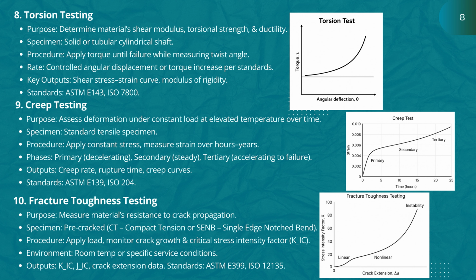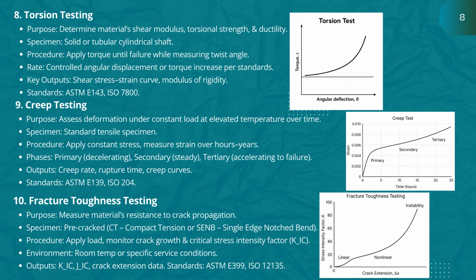Now creep testing. This checks how a material deforms slowly over time under a constant load, especially at high temperatures. We apply constant stress to a standard specimen and measure strain over hours, months, or even years. The curve has 3 phases: primary, where the rate slows down; secondary, where strain increases steadily; and tertiary, where it accelerates until failure. It's crucial for materials used in turbines, boilers, and high-temperature components.